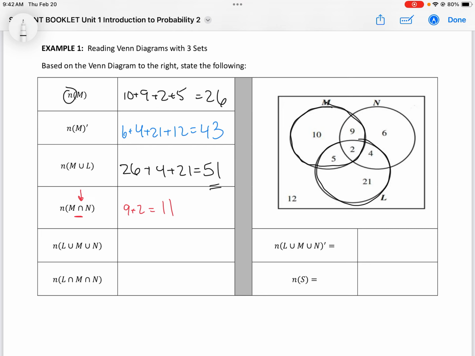Now, what about L or M or N? This time we're going to expand this to the N. We've already taken into account 9, 2, and 4. So the only number that we actually have to add now is this 6. So we're going to start here, 51 plus the 6. So 57.